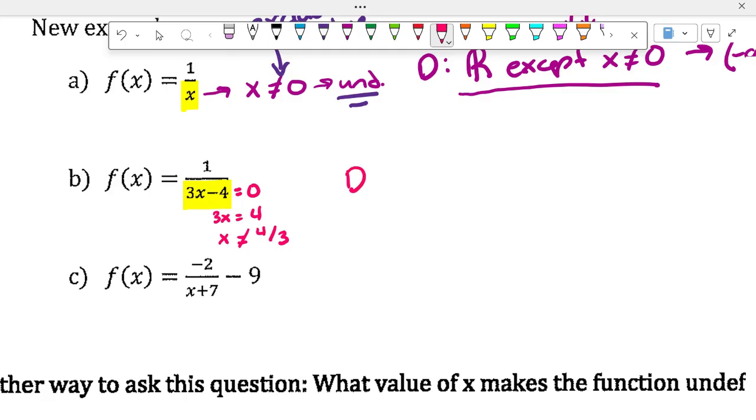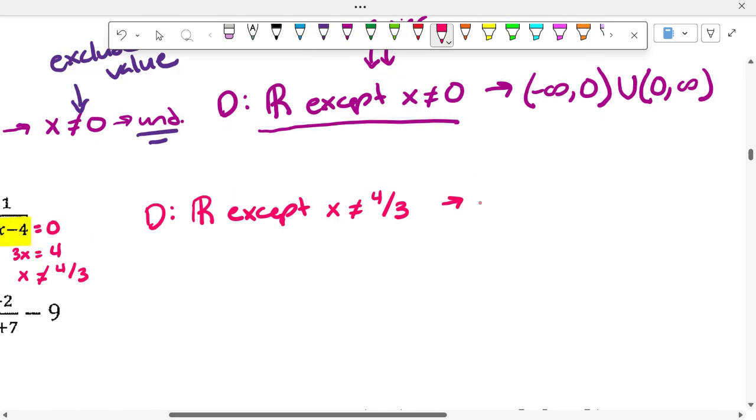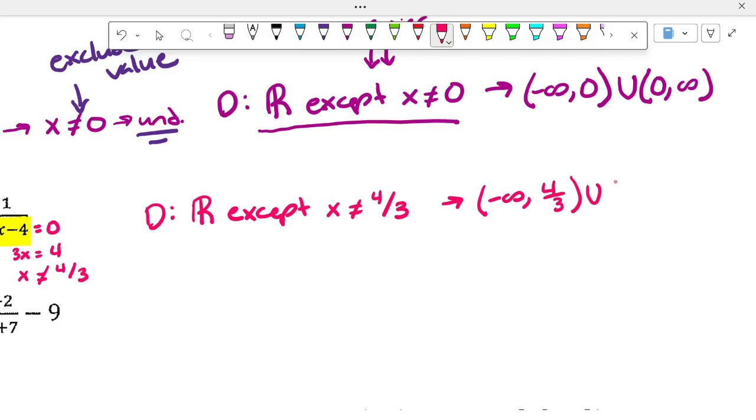So if we wanted to state our domain, it's all real numbers except x cannot equal 4/3. And again, if you wanted to do it in interval notation, it would be from negative infinity to 4/3 union 4/3 to infinity. Again, I don't care which way you state it. I think the first way is easier, but just know you may see it in interval notation, so make sure you recognize it.